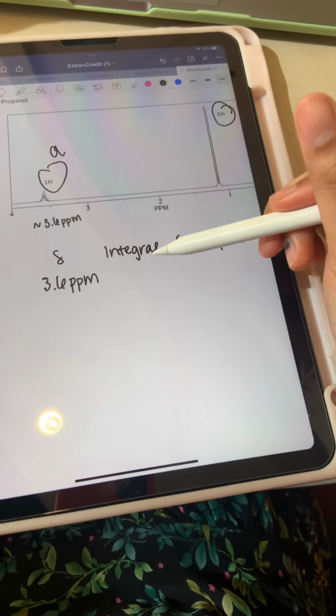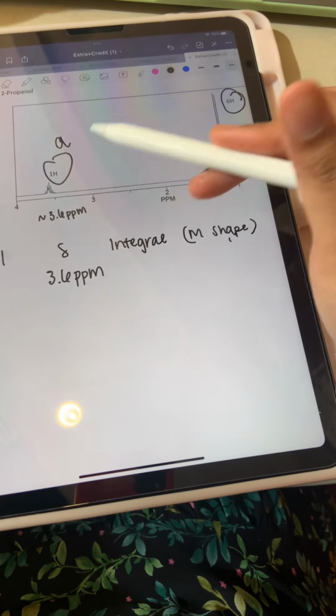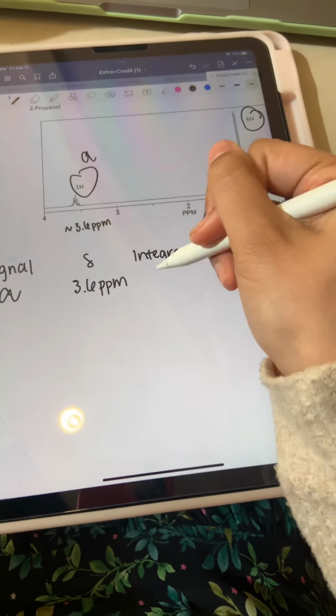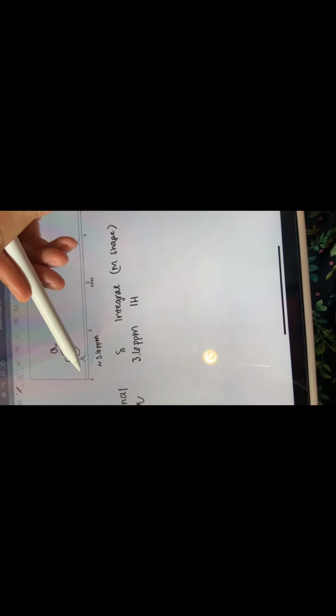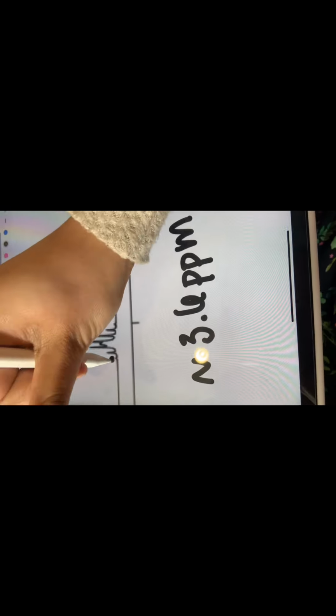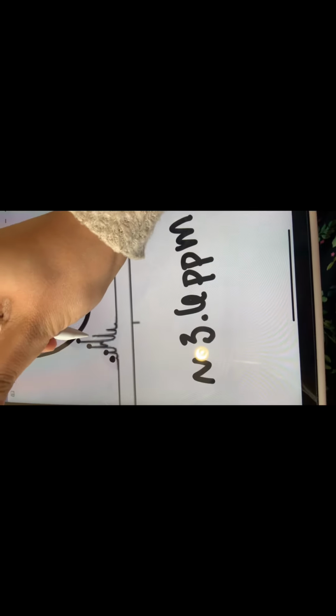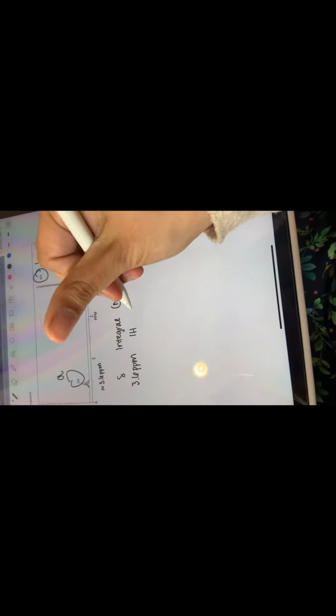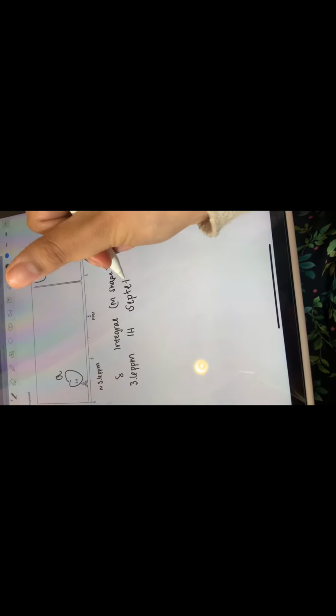And then, like I mentioned, the integral is going to be the easiest one to find because it's a given. So right here, it's going to be 1H. Okay, and now in order to find the shape, you're going to count how many spikes are in this signal. If you zoom in, we have 1, 2, 3, 4, 5, 6, and 7 spikes. What this means is that the shape is going to be a septet, which means it has 7.